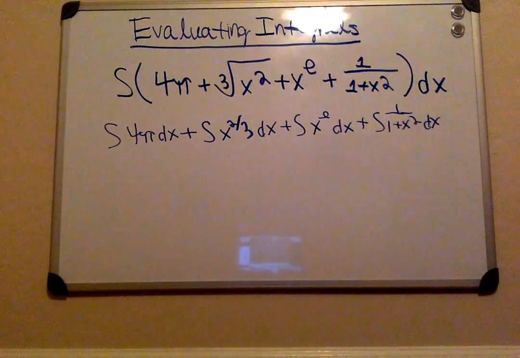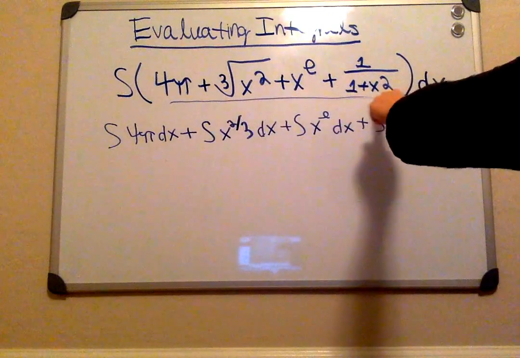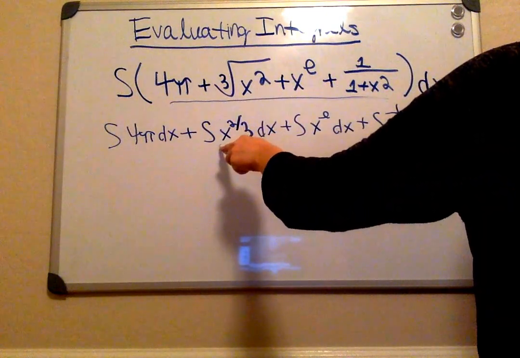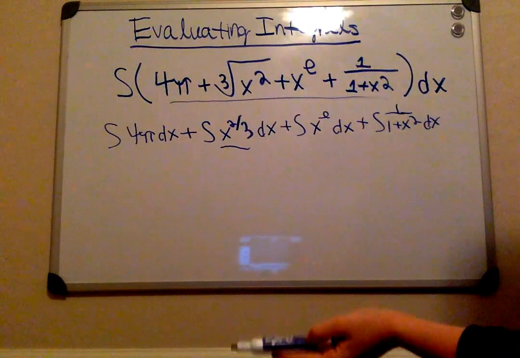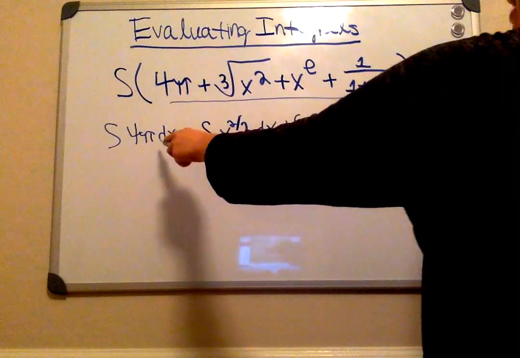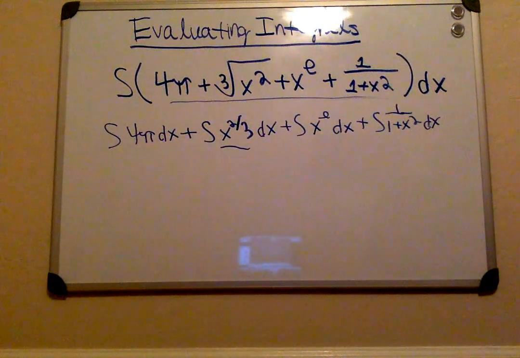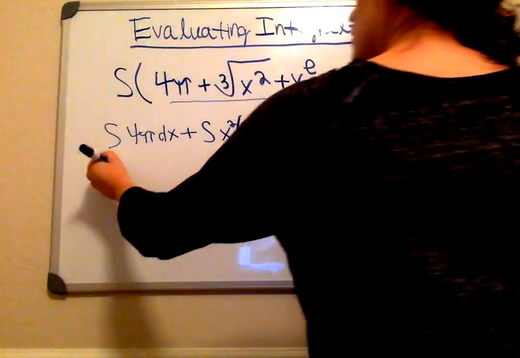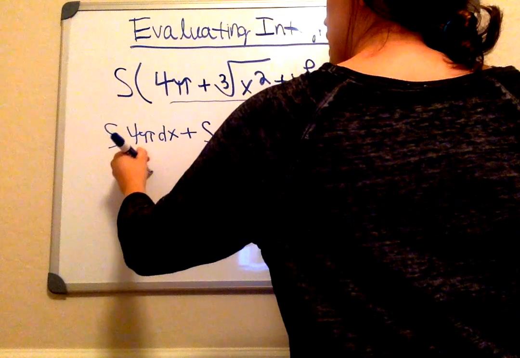Okay, so what I've done is I've broken this up into little pieces down here, and I've simplified the third root of x squared to become x to the 2/3. They're the same thing. It makes it easier to evaluate. So I've broken these down, and now I can find the antiderivative of each one and then combine them together. It makes it much easier.